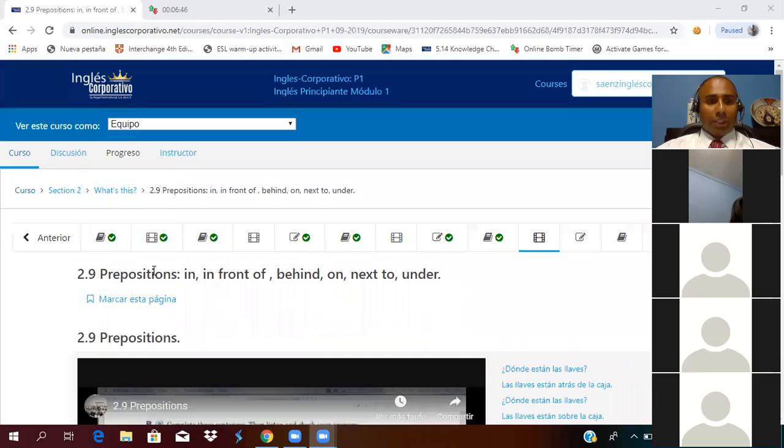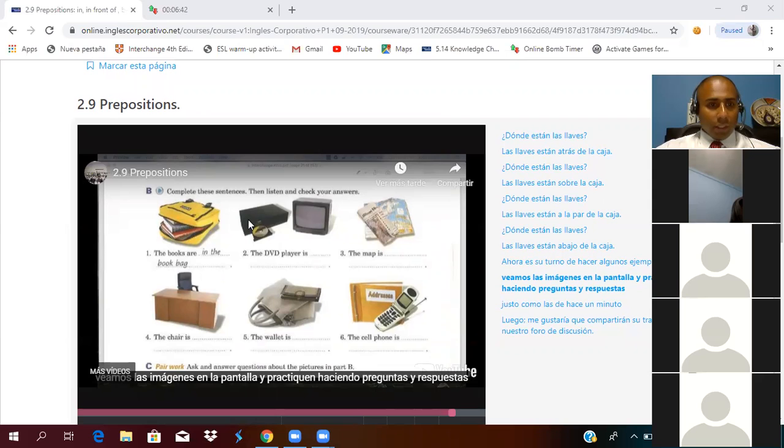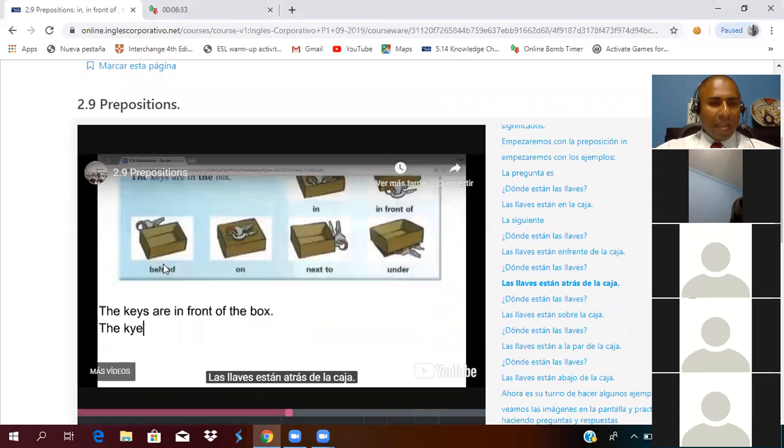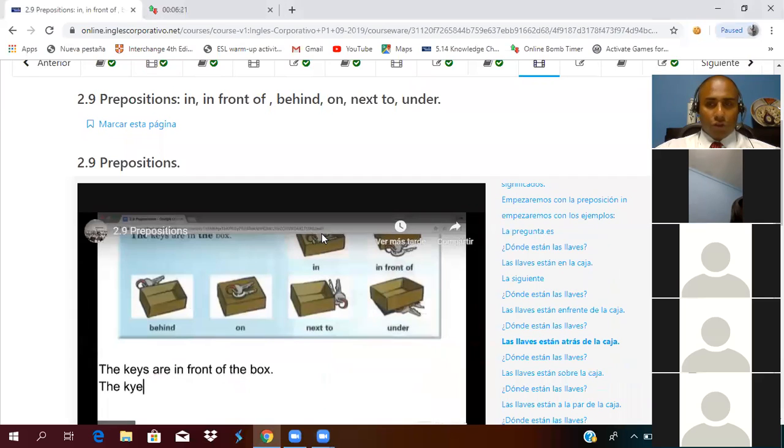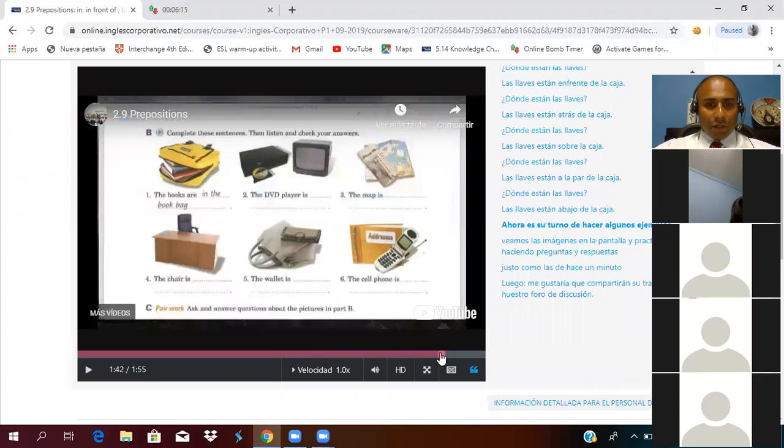La sección es número 2.9, prepositions. Y estamos usando esta imagen para escribir oraciones usando las prepositions que acabamos de ver acá. Behind, atrás. On, sobre. Next to, a la par. Under, abajo de. In front of, enfrente de. Y in, adentro de. So, va a usar estas prepositions para describir lo que ve acá en estas imágenes.